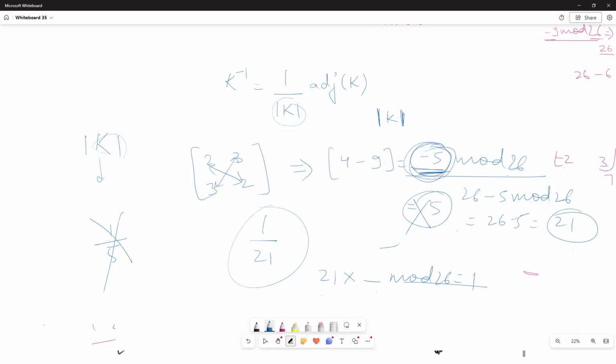No questions? Should I go ahead then? If 2 cross 2 matrix, is everyone able to understand?